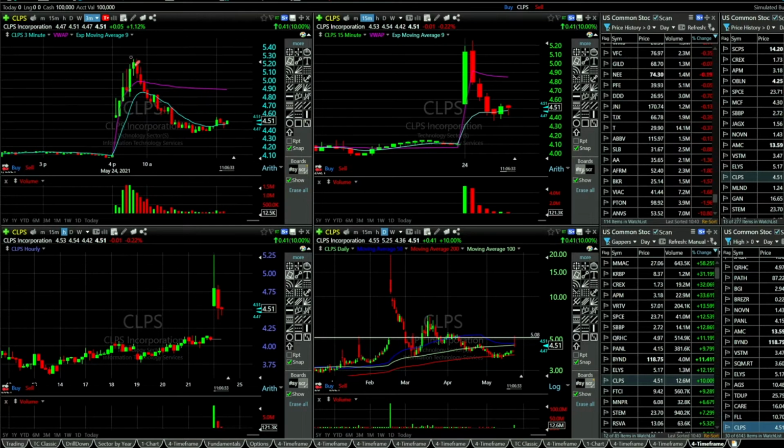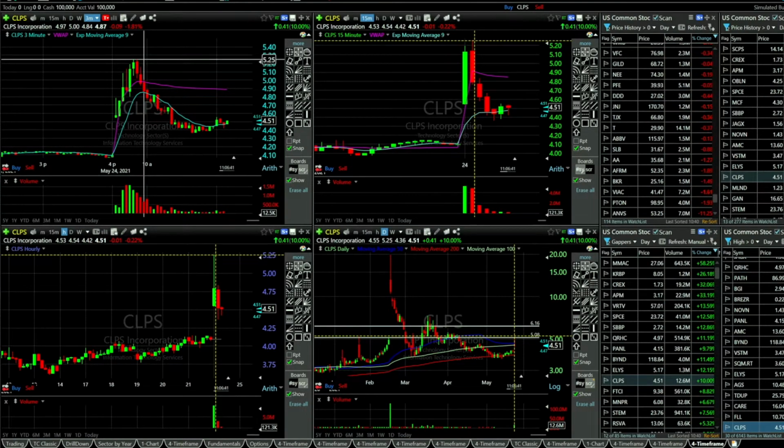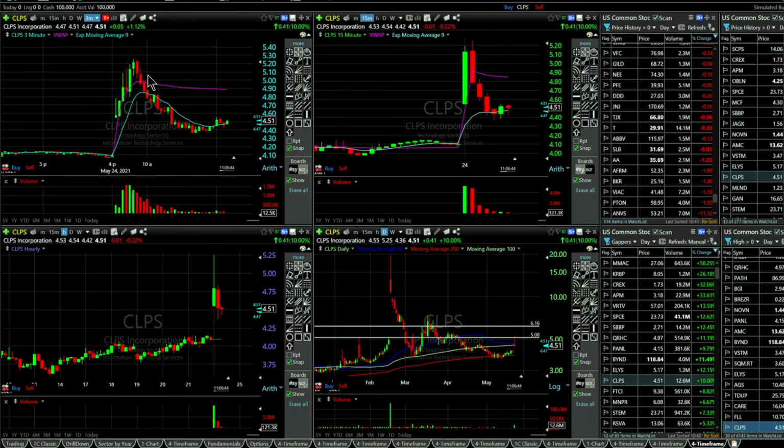It's a shame because it had awesome potential. Very little resistance left overhead, right? If we held $5, I was going to take some profits off up here in the 520 area, just a little bit of profit, and then hold on to the rest, looking for that move towards $6 because there was plenty of room on this stock. Well, it didn't want to work out.